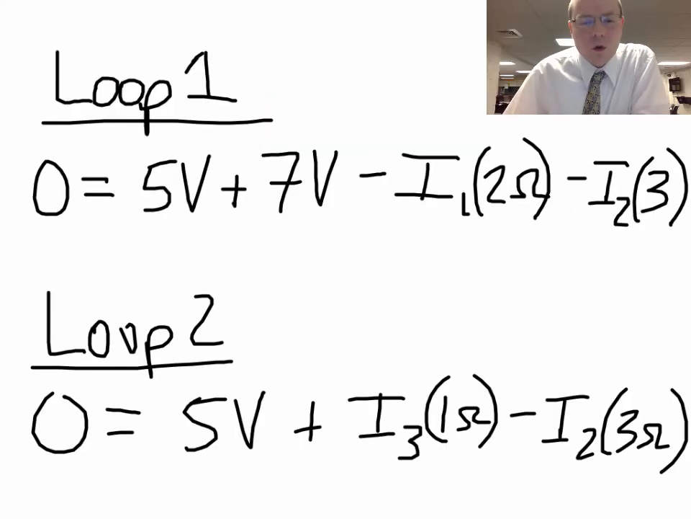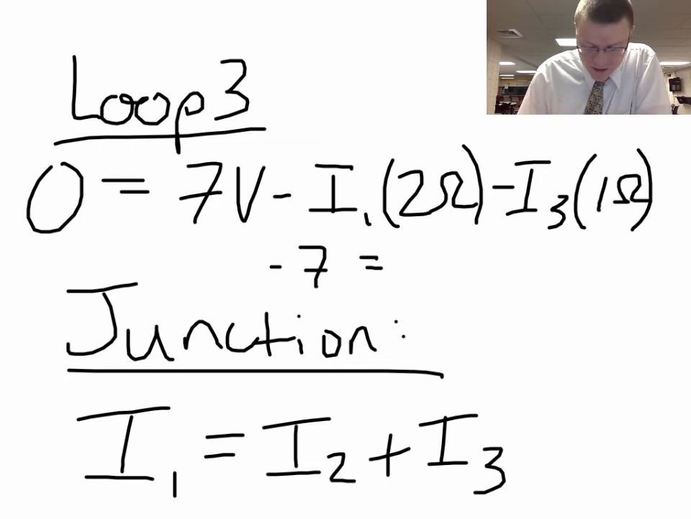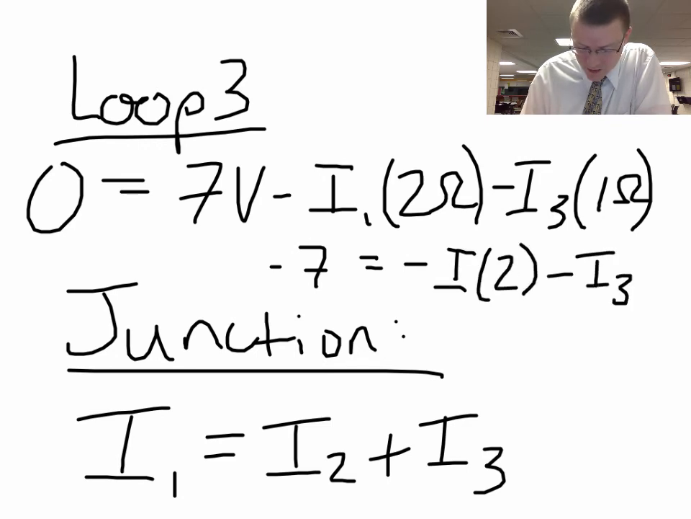So looking at our 4 equations here, I have one equation with an I1 and I2, another equation with an I2 and an I3, one with an I1 and I3, and then we have our junction rule. What we'd need to do is solve for one of these currents. Let's solve loop 3 in terms of I3. So if I move 7 to the other side, I have negative 7 equals negative I1 times 2 and negative I3 times 1. So if I want to solve for I3, that should be pretty easy.